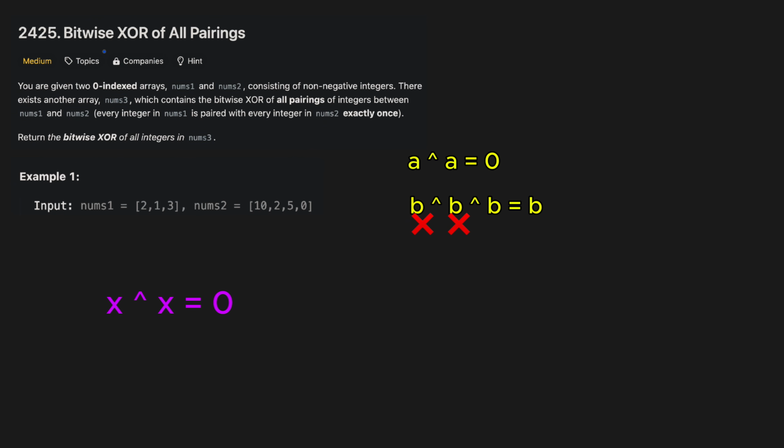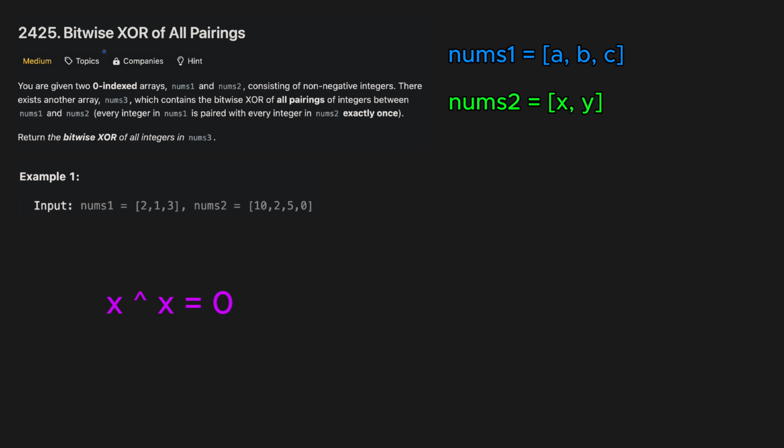Now coming back to our problem, suppose nums1 has elements a, b, c and nums2 has elements x, y. I'm using these alphabetical variables to clearly illustrate how often each number occurs and how we can cancel them out based on their frequency. So this is how the pairwise XOR will look. Again, I'm using blue color for nums1 and green color for nums2. So for element a, we will perform a XOR x and a XOR y. Similarly, for element b, we will perform b XOR x and b XOR y. And for element c, we will perform c XOR x and c XOR y.